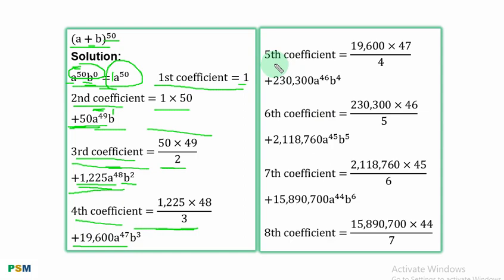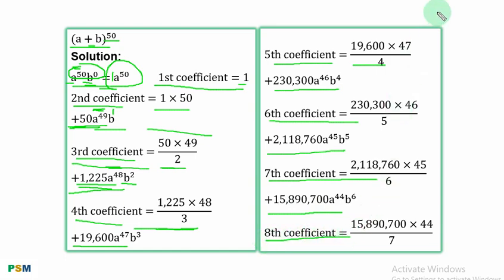You have the fifth coefficient equal to this. You have this result. Sixth coefficient equal to this. You have this result. Seventh coefficient equal to this. You have this result. Again, note the decrease and increase in the powers of A and B. This is the 8th coefficient.